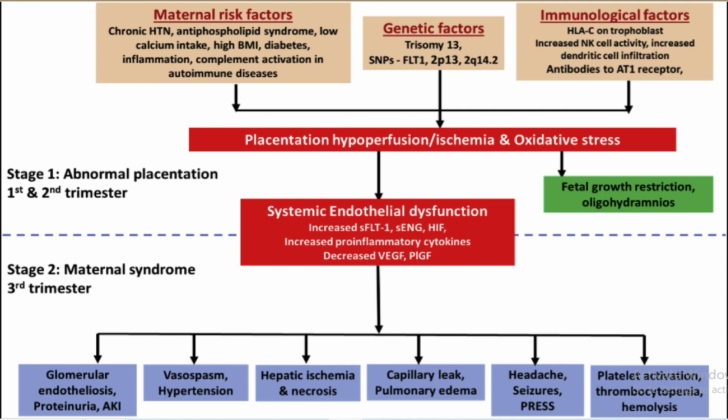Maternal risk factors, genetic factors, immunological factors, placental hyperperfusion, oxidative stress, and fetal endothelial dysfunction. Stage 1 is abnormal placentation, occurring in the second trimester. Stage 2 is the maternal syndrome that happens in the third trimester. Glomerular endotheliosis, proteinuria, and vasospasm lead to hypertension, hepatic ischemia, necrosis, capillary rupture, and capillary leak, leading to pulmonary edema, headache, seizure, HELLP syndrome, platelet activation, thrombocytopenia, and hemolysis.